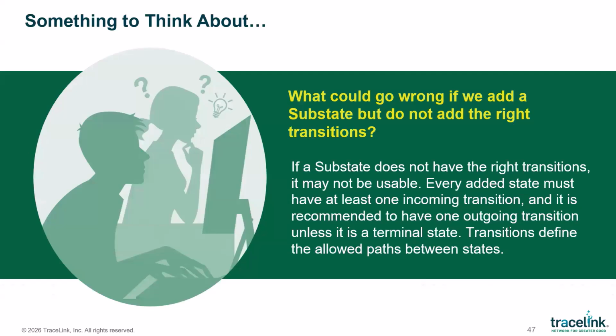Once again, something to think about. What could go wrong if we add a substate but do not add the right transitions? If a substate does not have the right transitions, it may not be usable. Every added state must have at least one incoming transition, and it's recommended to have one outgoing transition unless it's a terminal state. Transitions define the allowed paths between states.